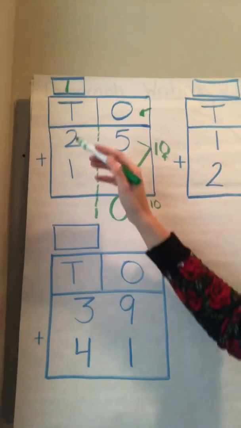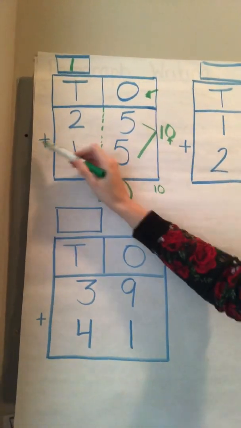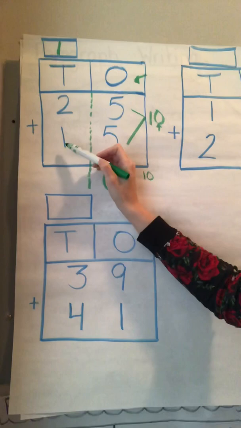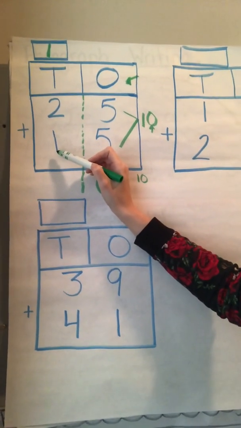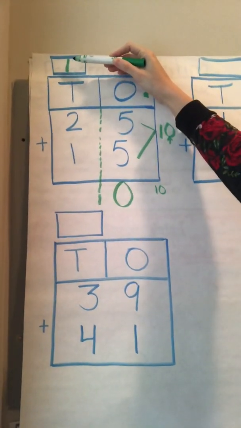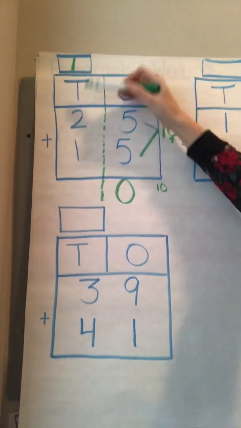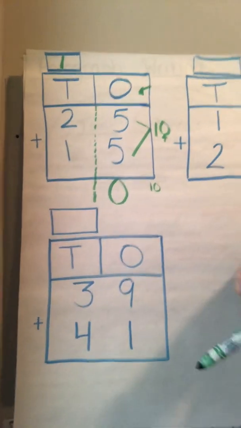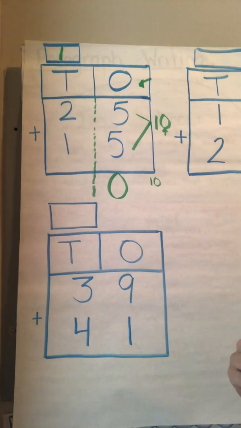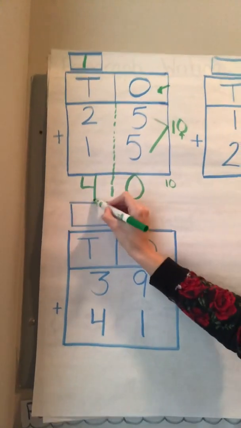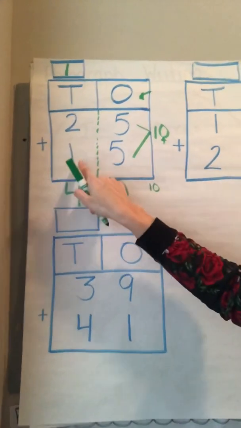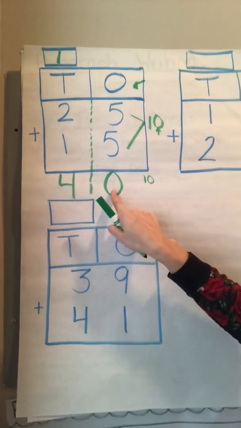So now we're ready to add our tens place. We have 2 plus 1, which equals what? 3, but we can't forget about our 10 up here. So 3 plus our 1 more 10 equals what? 4. So 25 plus 15 equals 40.